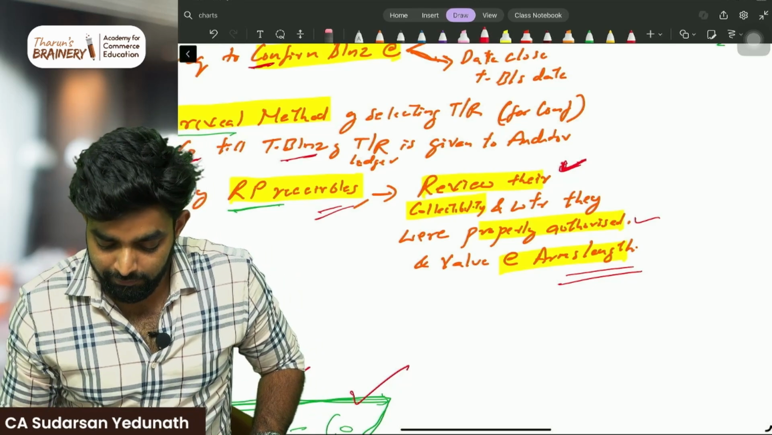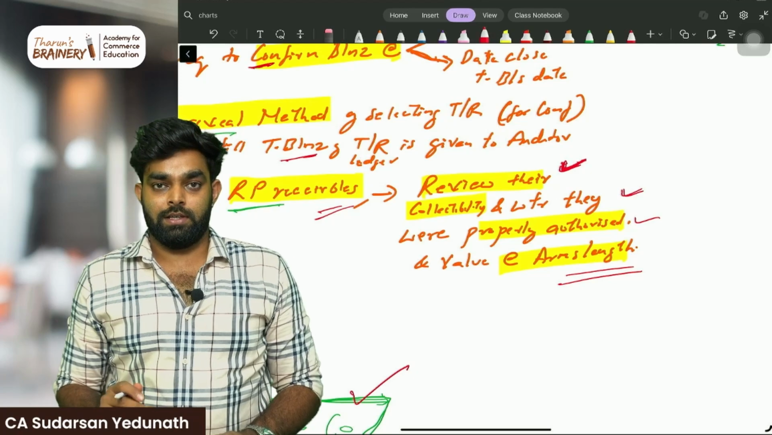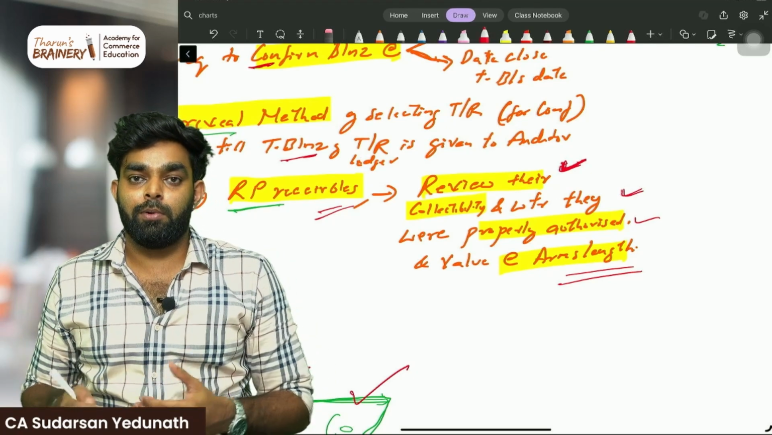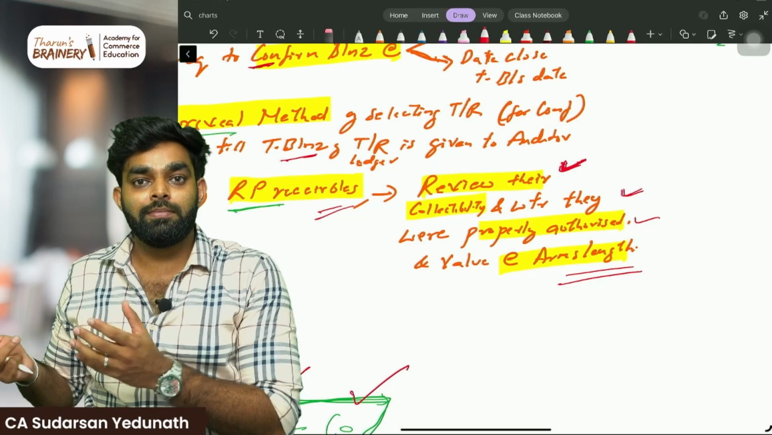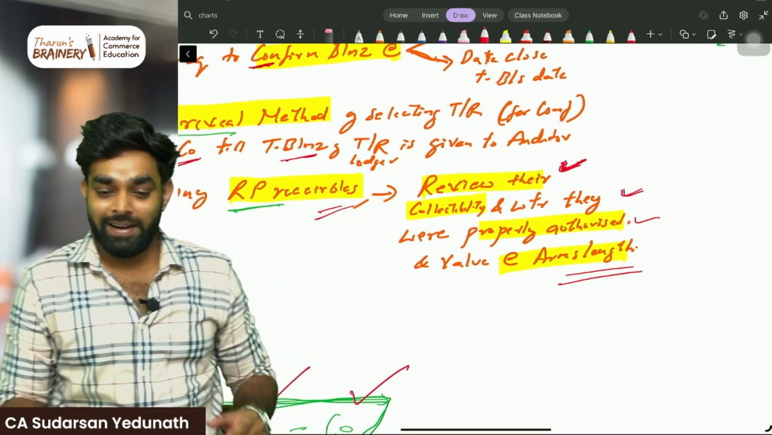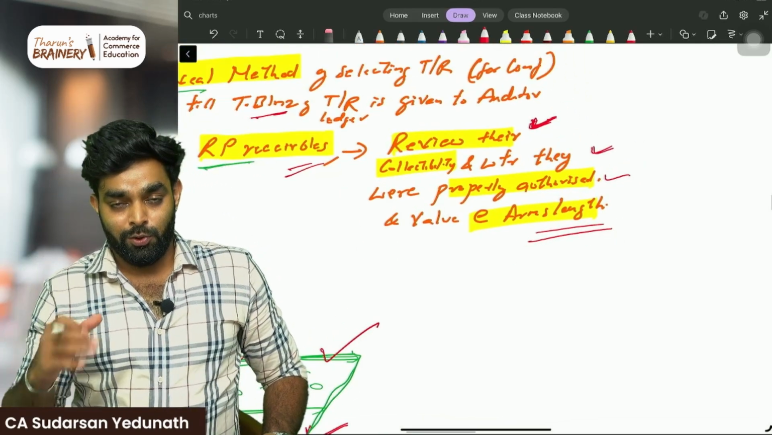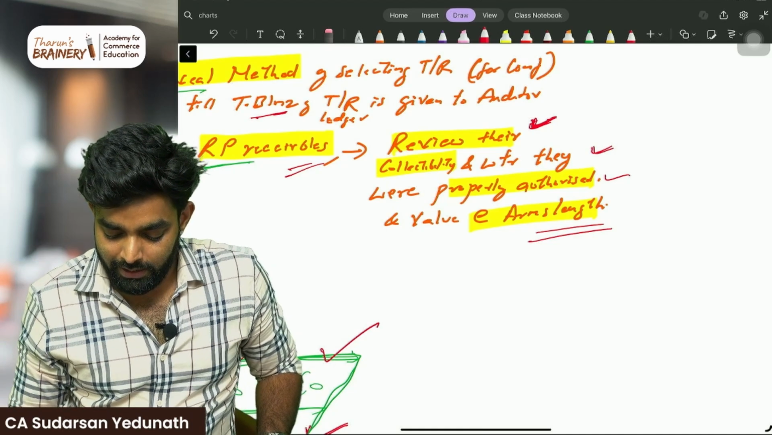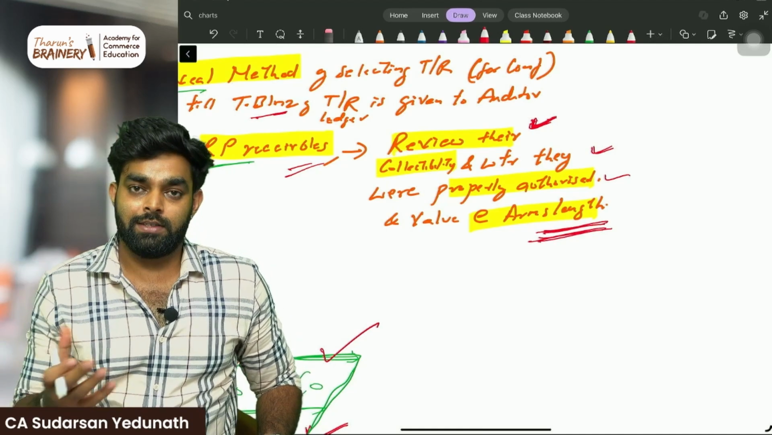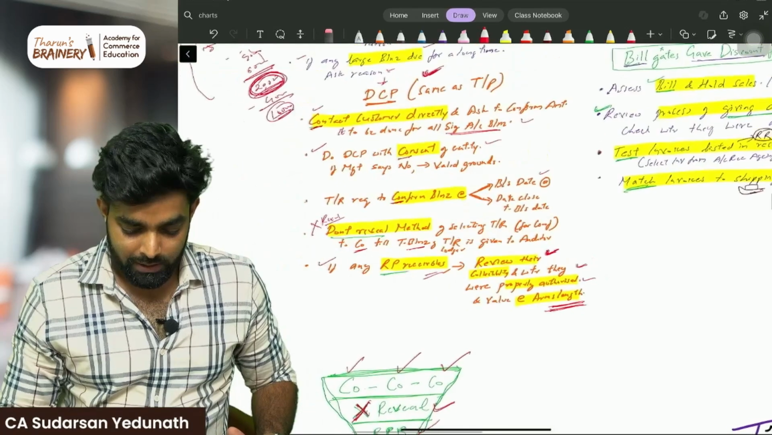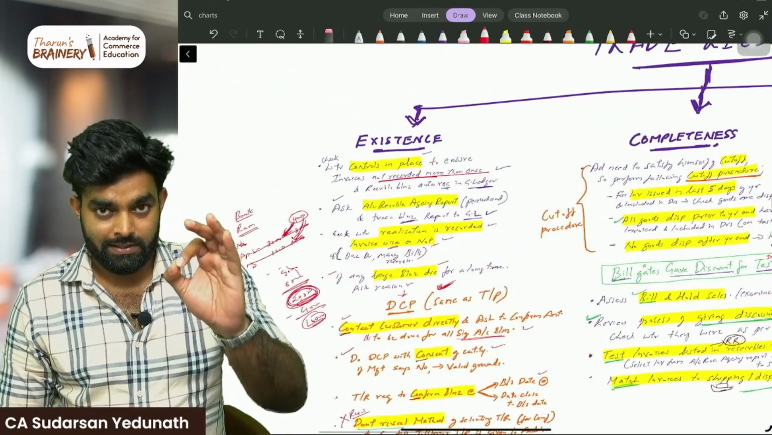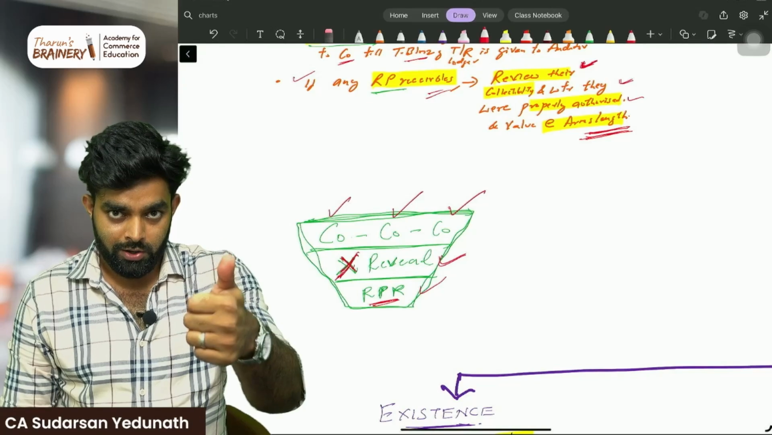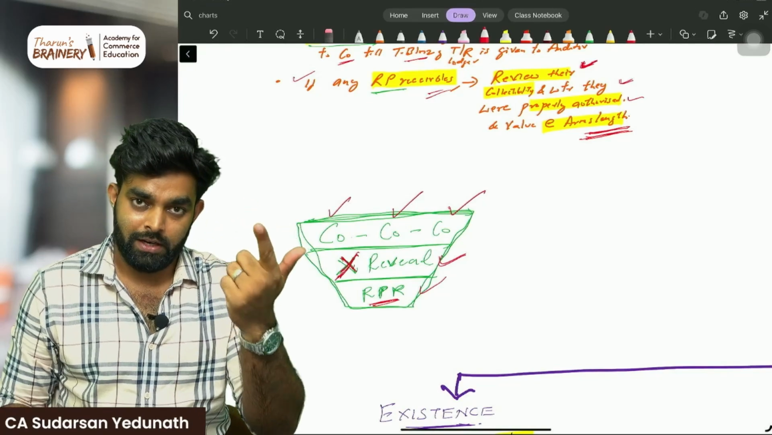You have to see whether they were properly authorized. Because sometimes even an accountant and another employee are friends. He may take something and give it to him and put some bad entry, right? So you have to see whether those gifts were properly authorized by the senior management. Then whether the price is at arm's length, that is, at the normal price or not, you have to see that. So you got it, right? Existence: direct confirmation, don't reveal, RPR, related party receivables.